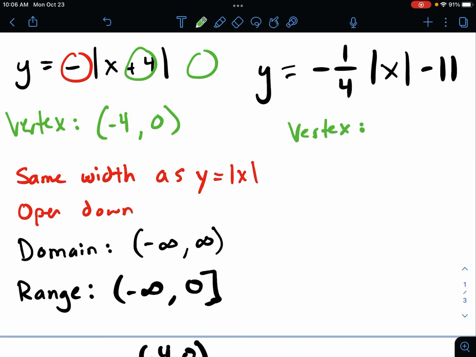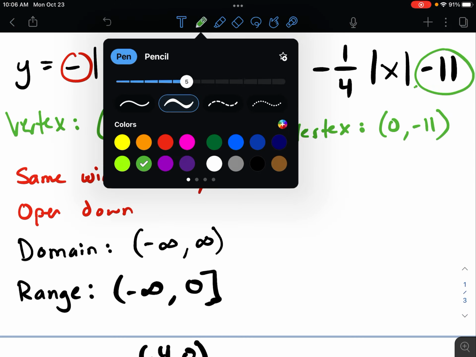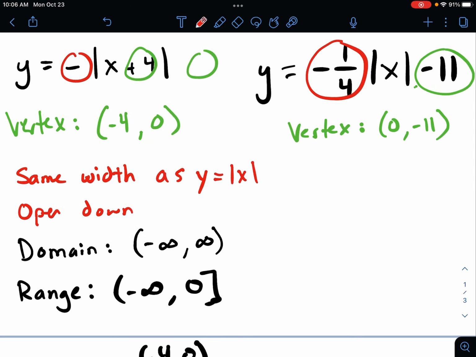All right, so for my vertex, we see that we have a +0 with the x here. So there's really nothing with the x, so that's an x value of 0. And then we are shifted down 11 units, so -11 for the vertex. Then we're going to go ahead and think about this value of a. We see that it's going to be wider, right? 1/4 is between 0 and 1, so this will be wider than my parent function. All right, and then we know it's a negative, so it's going to open downwards.